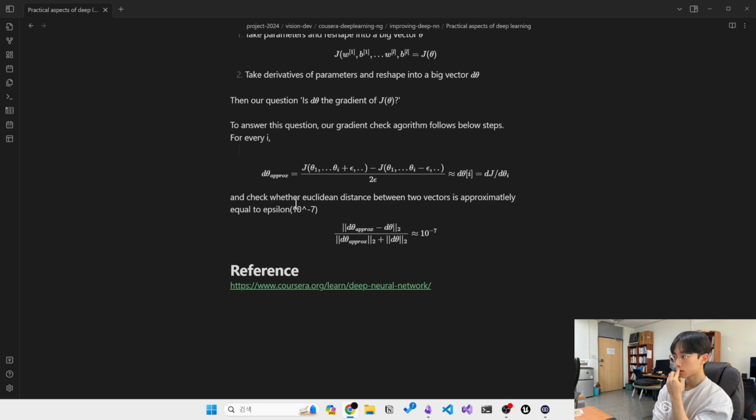You should then look at the individual components of theta to see if there's a specific value of i for which d theta approx i is very different from d theta i, and use that to try to track down whether or not some of your derivative computations might be incorrect. And after some amount of debugging, if it finally ends up being this kind of very small value, then you probably have a correct implementation.